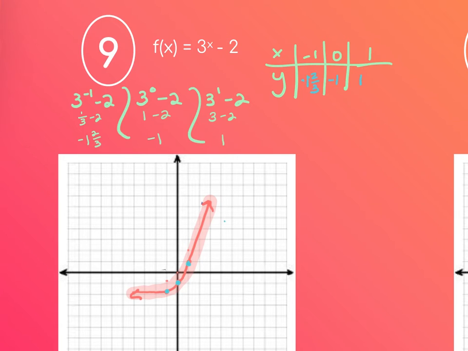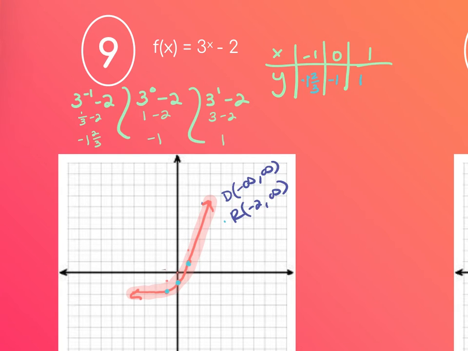Now, what's the domain of this graph? Negative infinity to positive infinity. What's the range of this graph? I took that range that's normally 0 and I shifted it down how many places? Good. I shifted it down 2 places, so it's -2 to infinity.